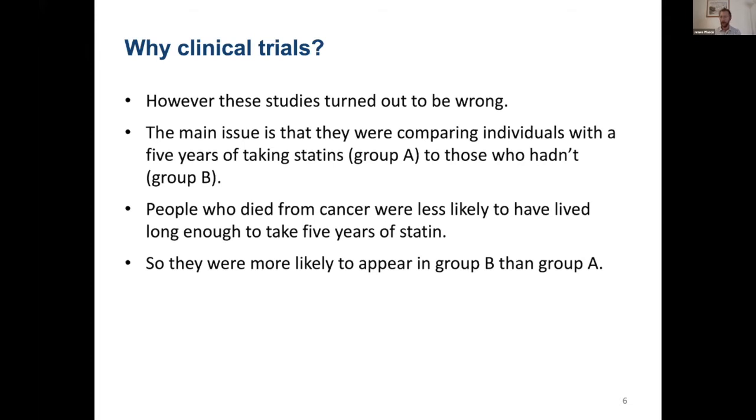The idea here is that we're comparing two groups that are not really comparable, because people who die from cancer are less likely to have lived long enough to take 5 years of statins compared to those who hadn't died from cancer. So we're artificially introducing a bias by doing it in this retrospective observational way. So patients who had taken 5 years of statins appeared to not have cancer so often.